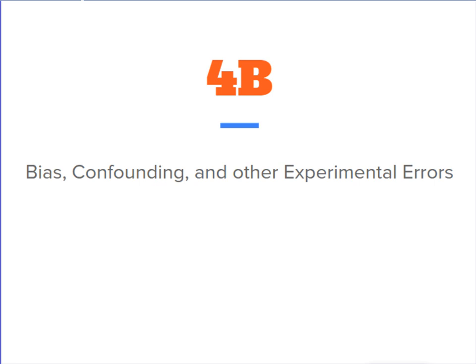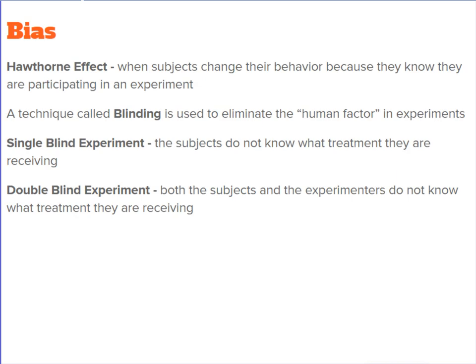4B, bias, confounding, and other experimental errors. So, things that can go wrong if we do not have a very carefully and very well designed experiment. Alright, first thing is bias.